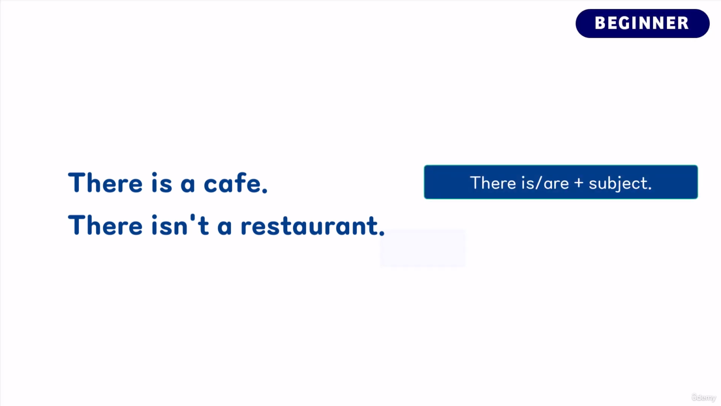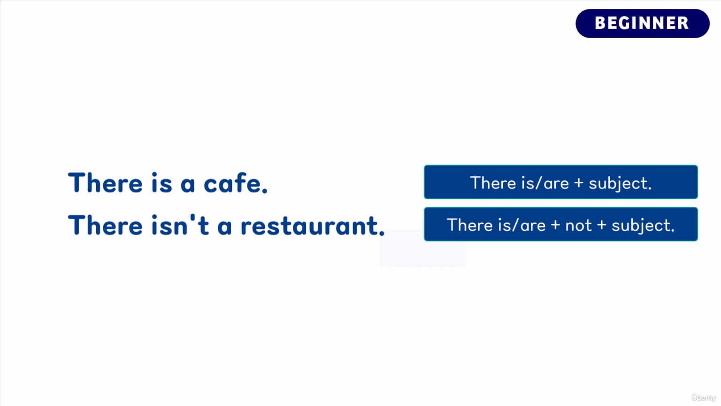For positive statements, we say there is or there are, depending on the subject that comes next. And after that, we state the subject, which in this sentence is the singular noun, a cafe. When we speak, we often contract there and is and say there's. So we say there's a cafe. However, we do not contract there and are. We always just say there are.